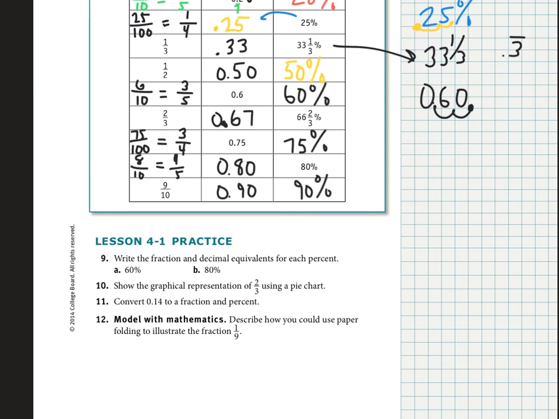Okay, so the assignment, I'm going to have you guys do a little brief one today. We're just going to do numbers 9 through 11 here in section 4.1.